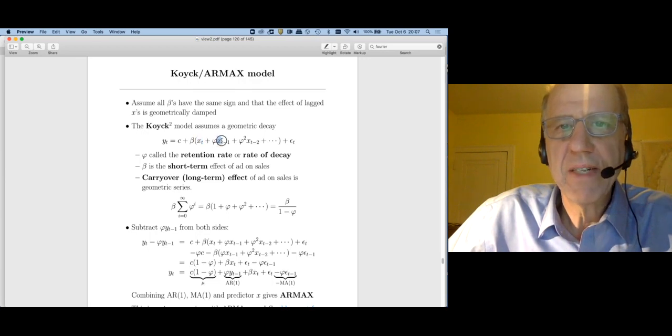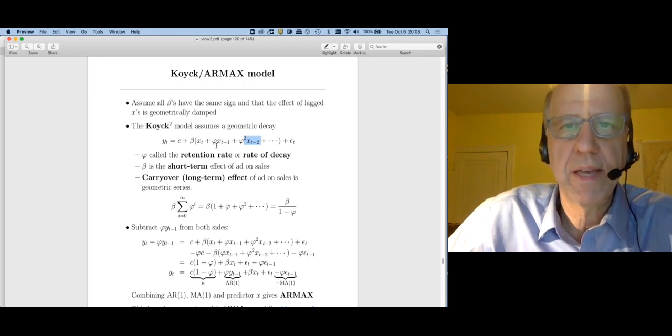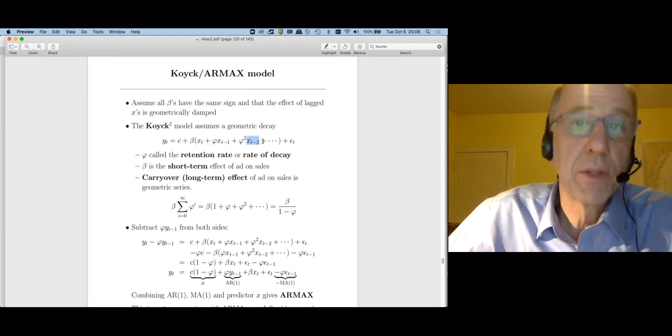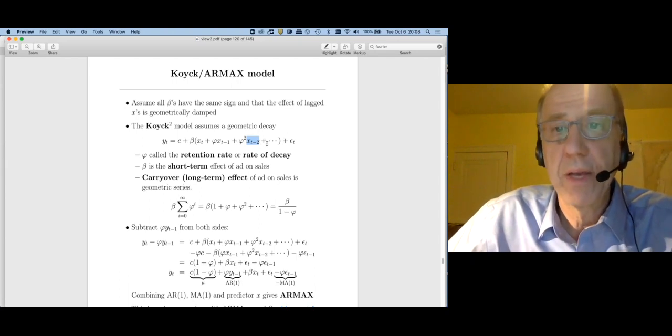Then the amount of advertising that we did one period ago gets multiplied by some coefficient that's usually less than 1, phi. What we did 2 periods ago gets discounted by phi squared. So let's just say, for an example, that phi were a half. Then this period's advertising counts full strength. Last period will only count a half. What we did 2 months ago would count 1/4. What we did 3 periods ago would be 1/8, and so forth.